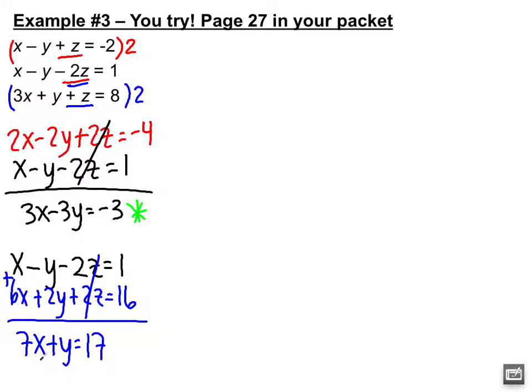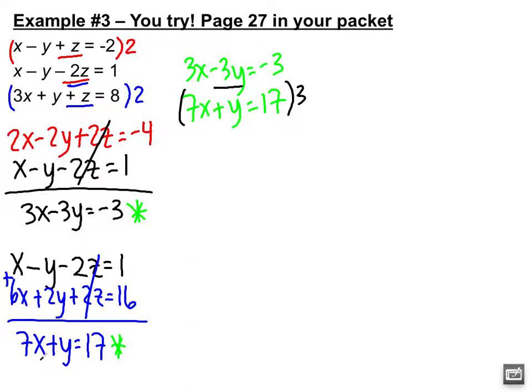Now, I have two equations with two unknowns, so this becomes our new system. We have 3x, subtract 3y is equal to negative 3, and 7x, add y is equal to 17. I need to do elimination again. I'm going to eliminate my y's by multiplying the bottom equation by positive 3. So I have negative 3y and positive 3y. First equation stays the same, so I'm just going to rewrite it.